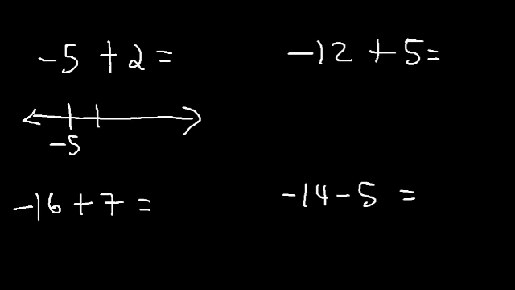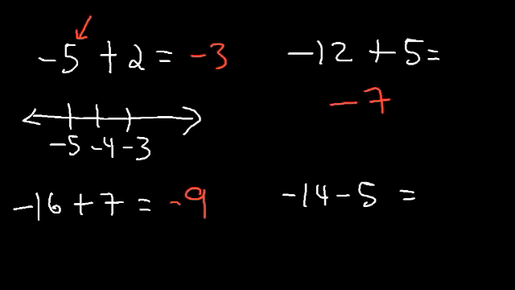So 1, 2, we're going to go 2 units to the right. This will be negative 4 and negative 3. So negative 5 plus 2 is negative 3. So notice that the first number, the negative one, is larger. So therefore, the result will be negative. Negative 12 plus 5 is equal to negative 7. Negative 16 plus 7, you should get negative 9. And negative 14 minus 5 is negative 19.